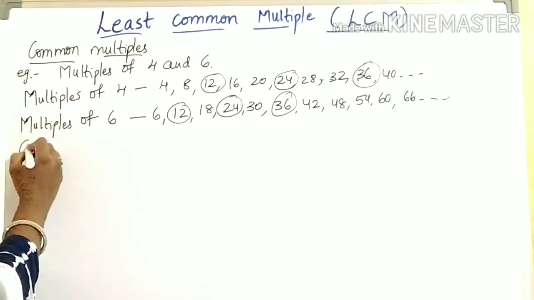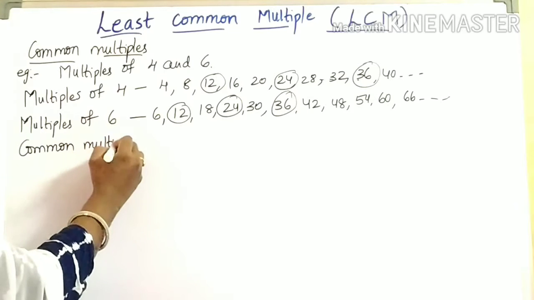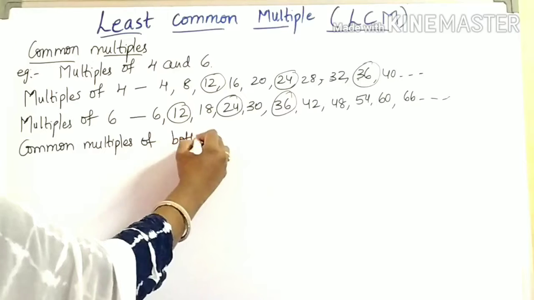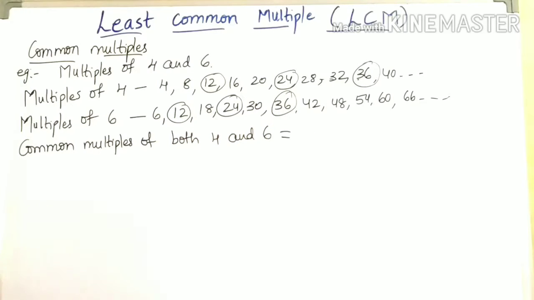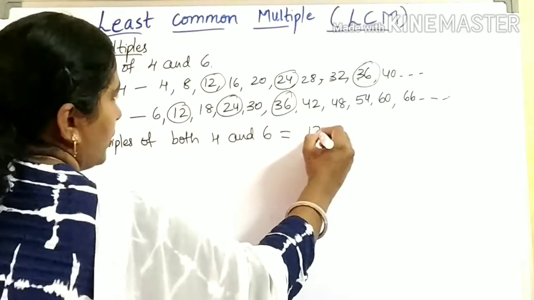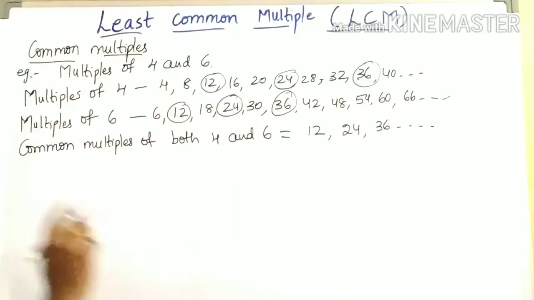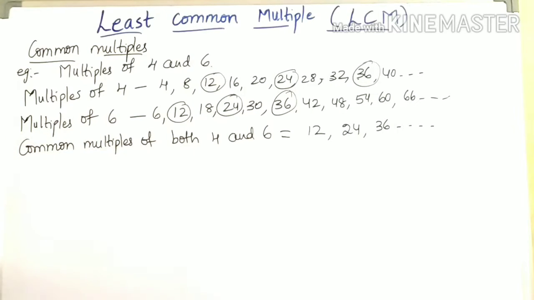So now we'll write what are common multiples of both 4 and 6. What are the common multiples here? 12, 24, 36, so on. We'll get still more, right? Now, in this, what is the least? Now, how do you find the LCM from these common multiples?